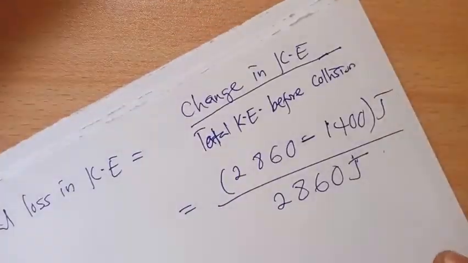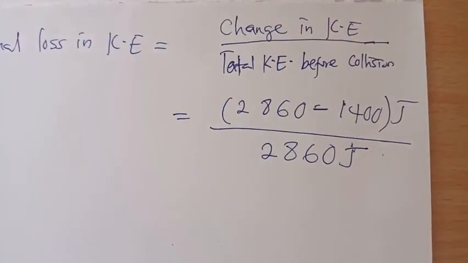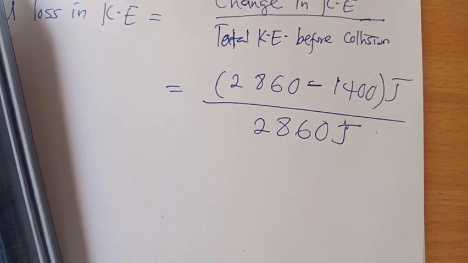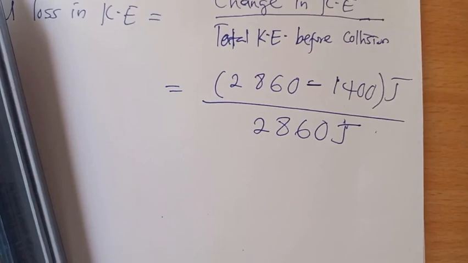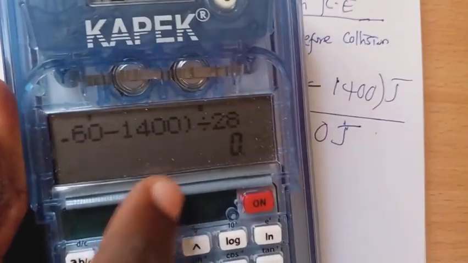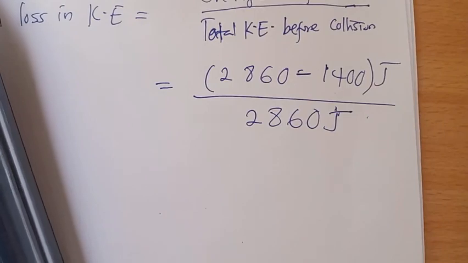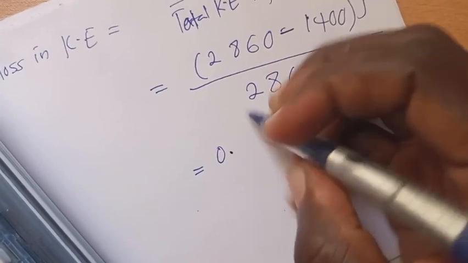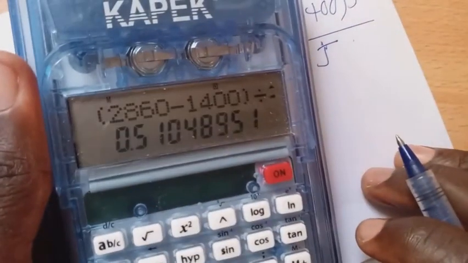2860 in joule. Okay, again I can use my calculator and do this without any problem. So you just open bracket, and say 2860 minus 1400, and you close bracket. Then you say divided by 2860. Now 2860, and you press the equality sign. This will give you 0.510. Can you see 0.510?